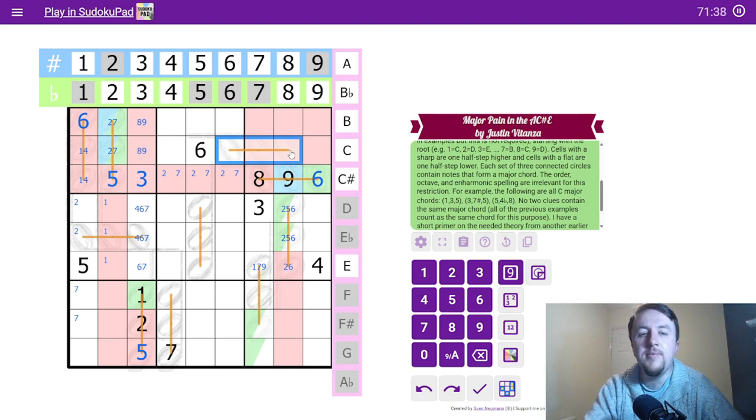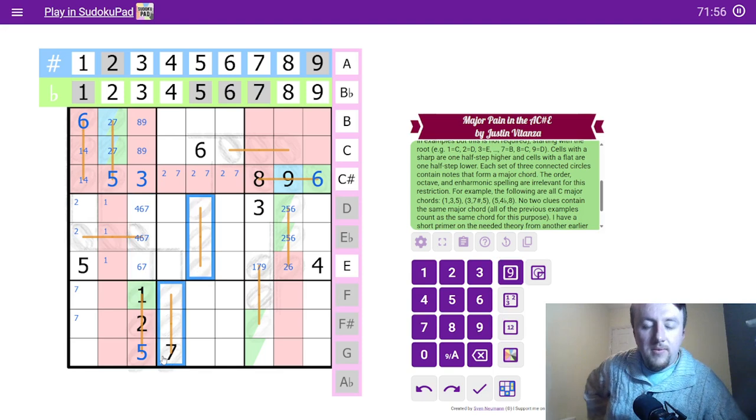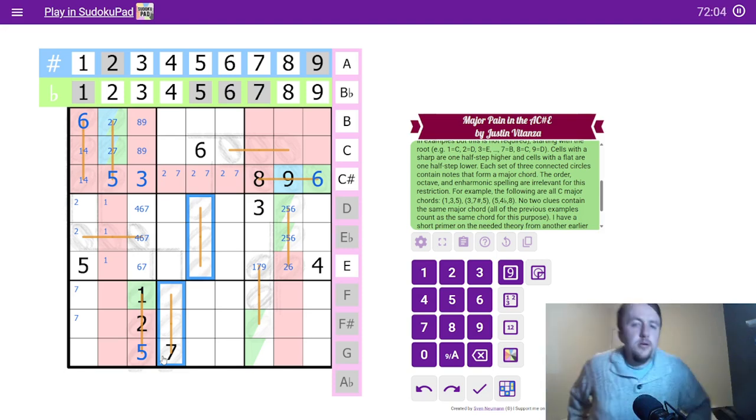So this, yeah, B major. That's not a candidate for B major. That's not a candidate because it needs a 4 and a 7. But they would both have to go here according to my pencil marks. So either this or this must be 3-4-7 with a sharp 4 and a flat 3. Okay.